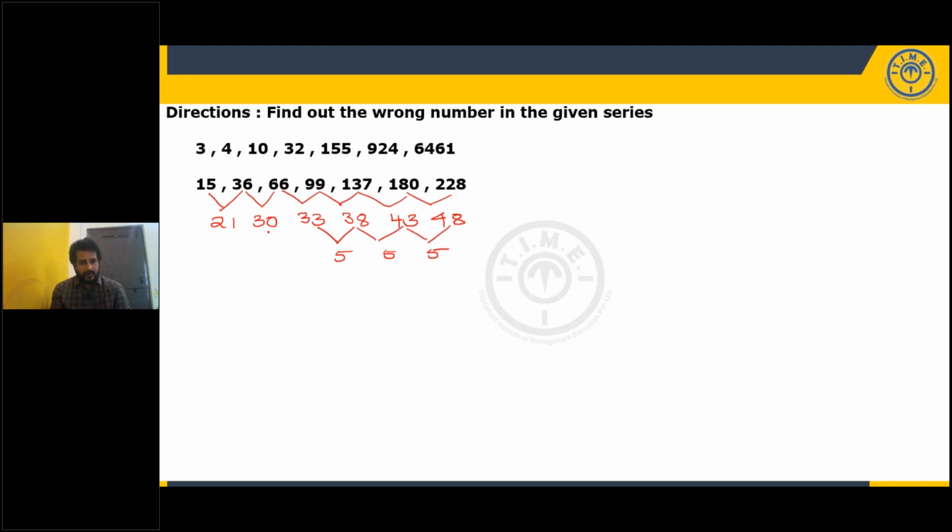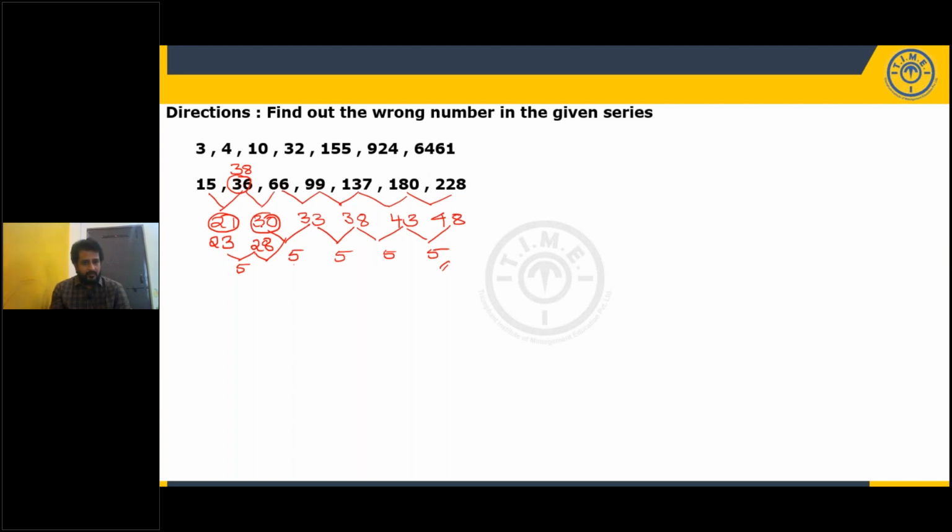So what is required to follow the same logic? Instead of 30, I required 28. If it is 28, it should be how much? 23. So let's check it. Then it will become 5, and here also it becomes 5. So 5, 5, 5, 5. Difference of the difference is 5. But what is the wrong number? 15 plus 23 is how much? 38. So here is the wrong number.